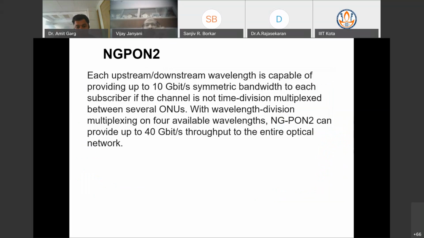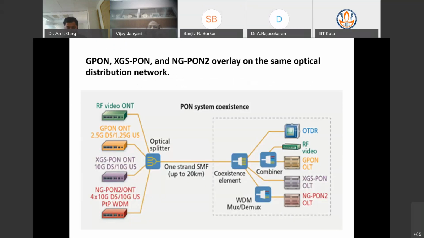I already mentioned that NG-PON2 can provide up to 40 Gbps throughput to the entire optical network. Of course, with the help of a splitter it can be divided, and then one user will not get 40 Gbps directly. But even if you divide it among, let's say, 40 users, each user gets 1 Gbps, which is a very huge bandwidth available to you.